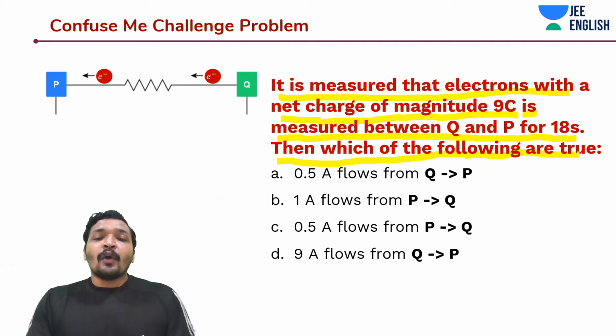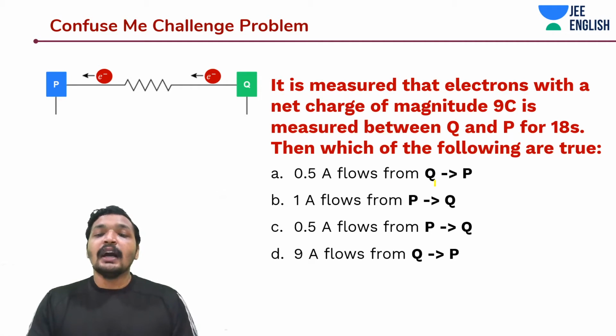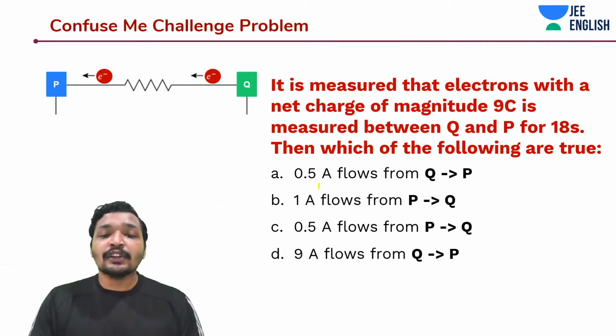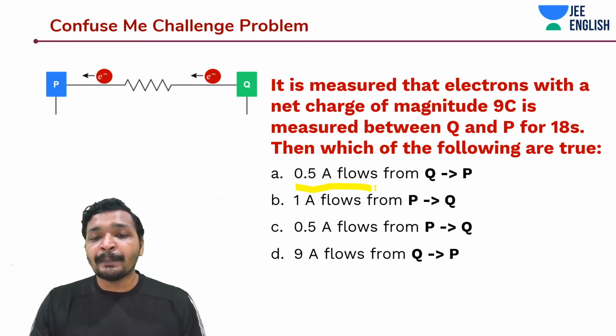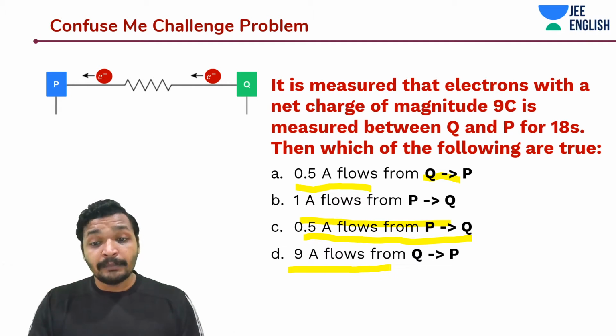Okay, so what are they talking about over here? They are talking about two things. One is they are asking you the magnitude of the current, and the other one is they are asking you the direction of current. If you notice the options carefully, it's 0.5 amperes flowing from Q to P, or 1 ampere flowing from P to Q, and similarly 0.5 amperes flowing from P to Q, and 9 amperes flowing from Q to P.